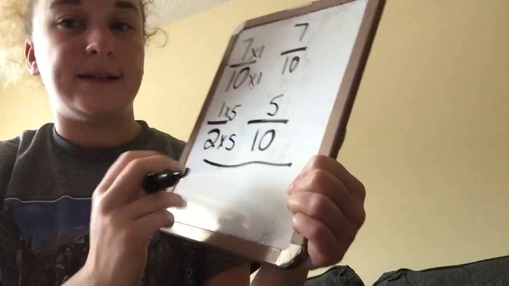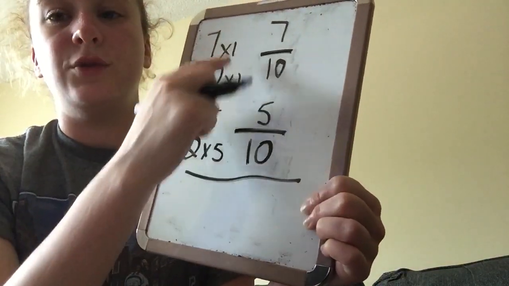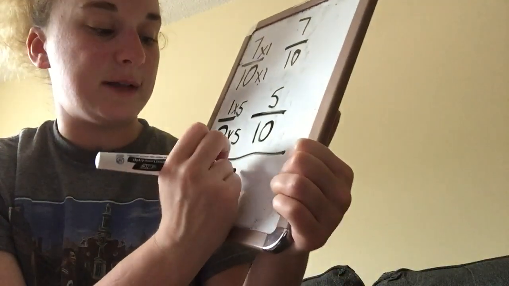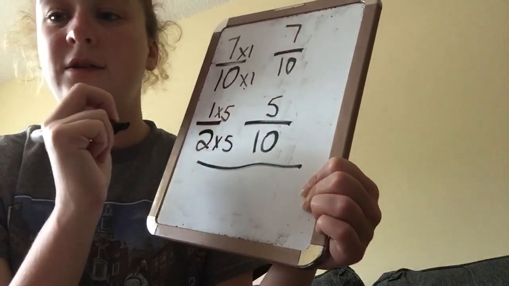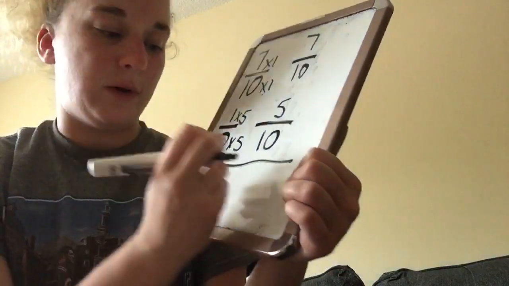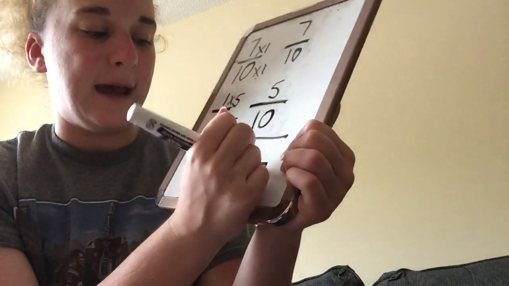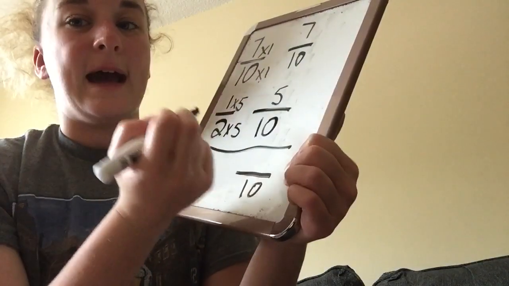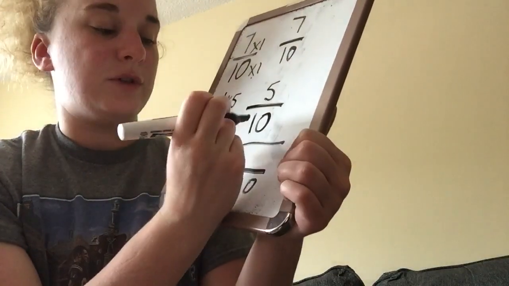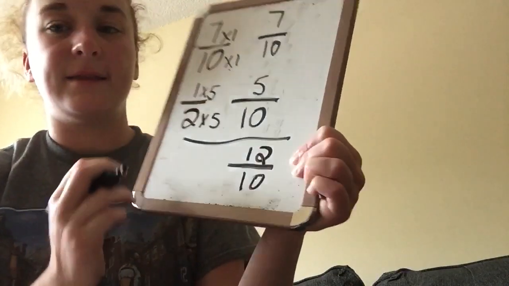Now I can add these together because these two fractions have the same denominators. Now remember, we do not add the denominators. We add the numerators. The denominator stays the same. So our denominator is 10, and I'm going to add 7 plus 5, which is 12. So that gives me 12/10.